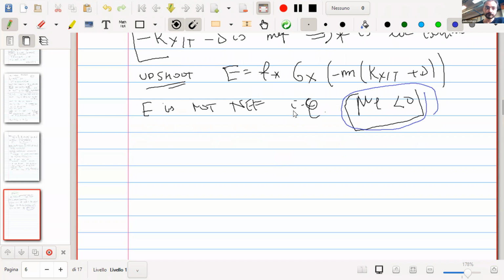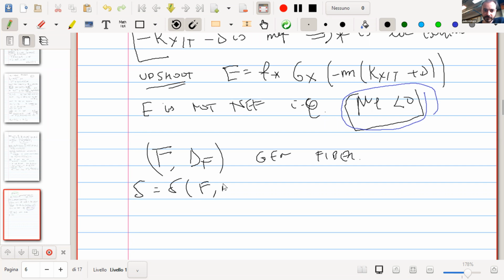But we take F, Delta F to be, as usual, the generic fiber, and we define delta to be delta of F, Delta F, the stability threshold.